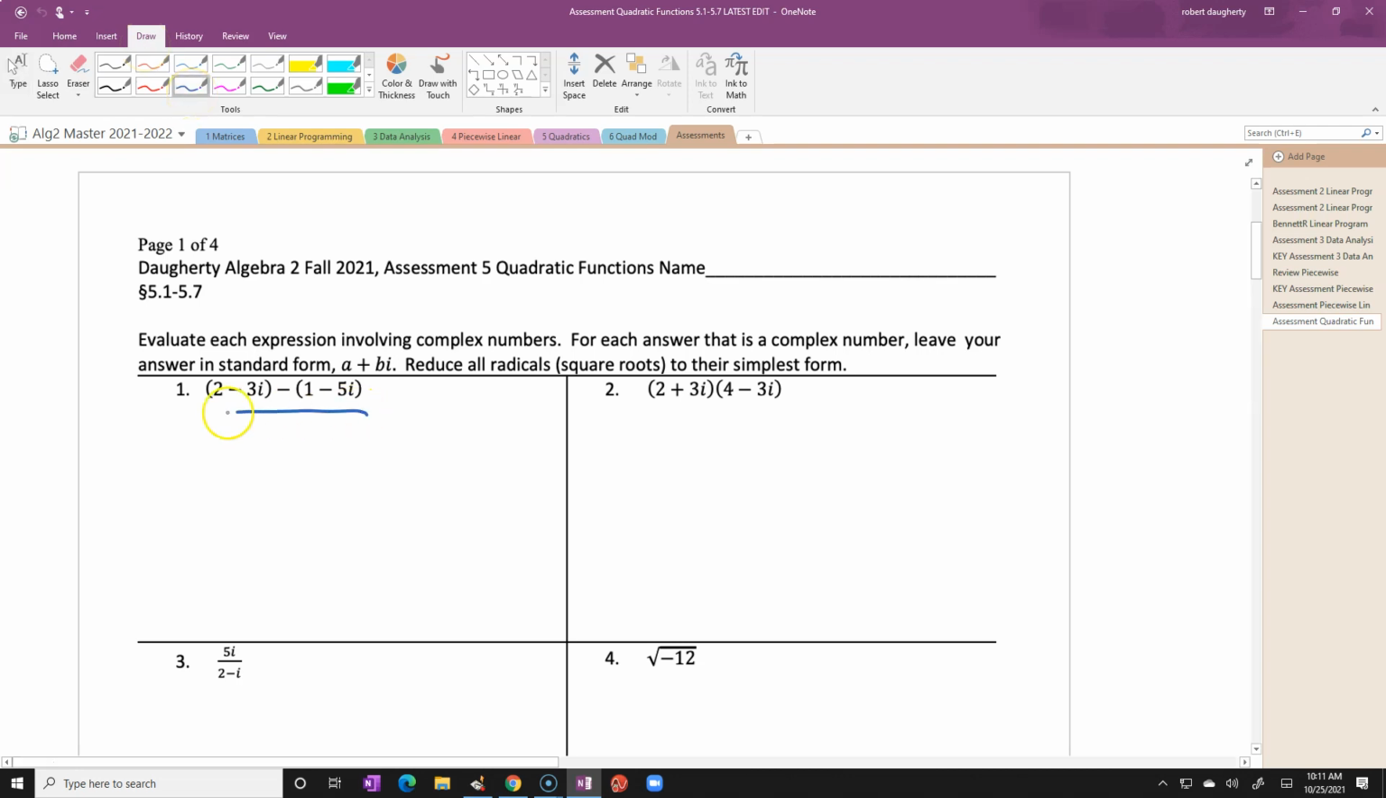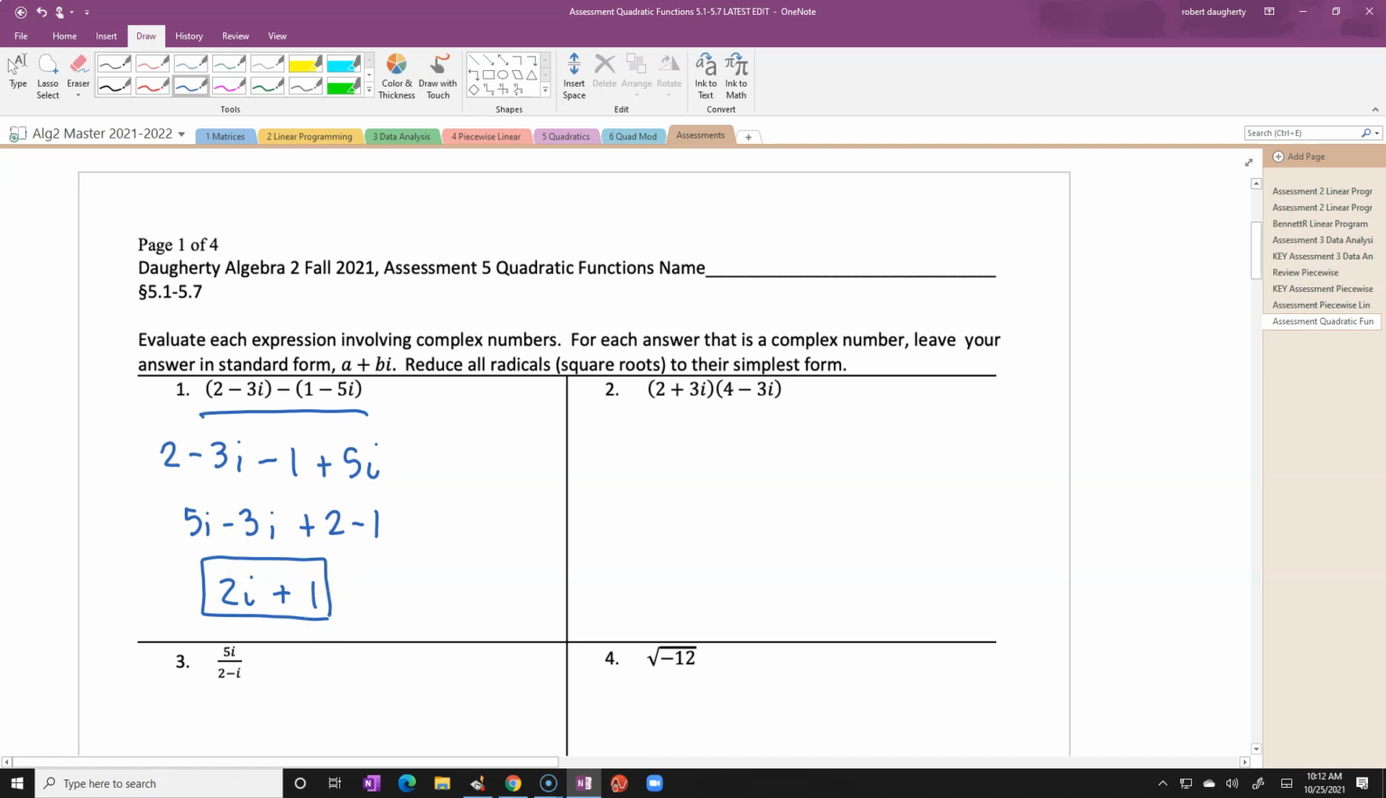The first one is subtracting two complex numbers. If you FOILed this, you were multiplying them. We need to do what was asked here, which is subtract. So this is 2 minus 3i, and you distribute that minus sign, minus 1 plus 5i. So this is 5i minus 3i plus 2 minus 1. So this is 2i plus 1. So i just behaves like a variable in algebraic manipulation here.